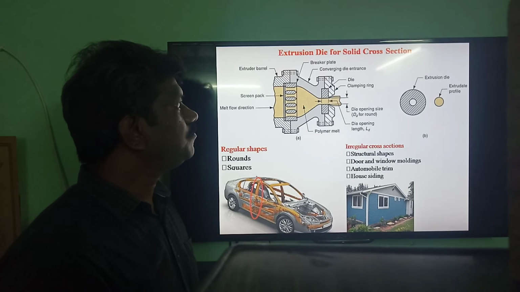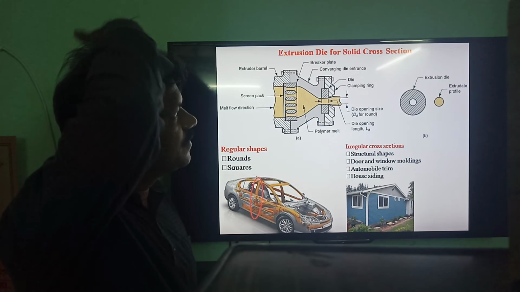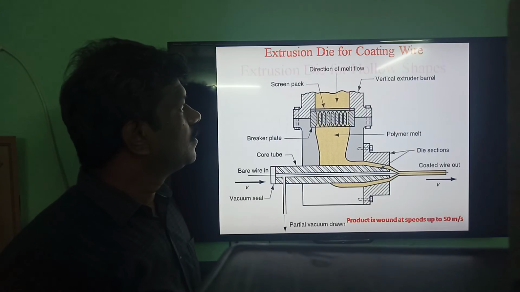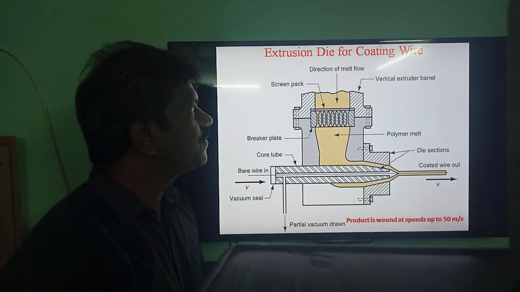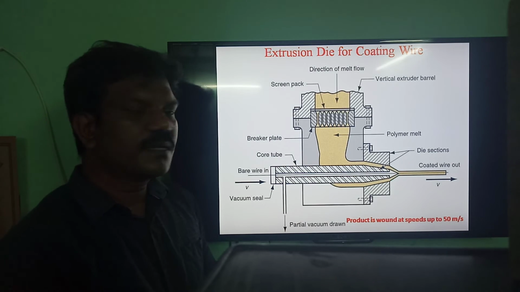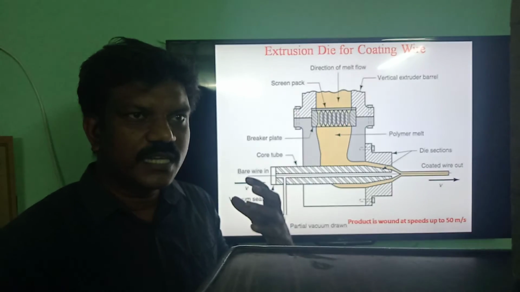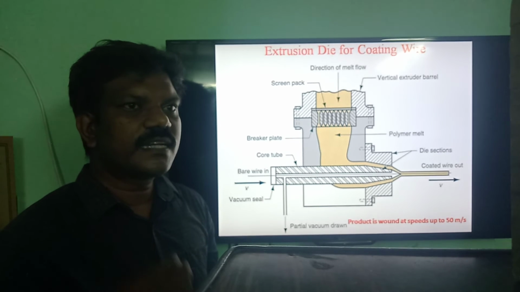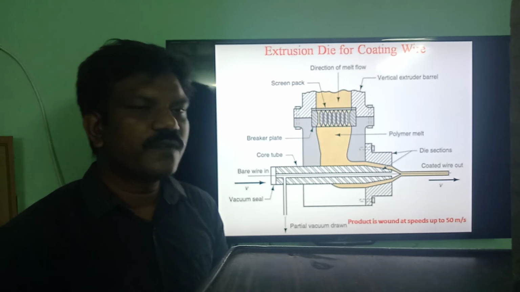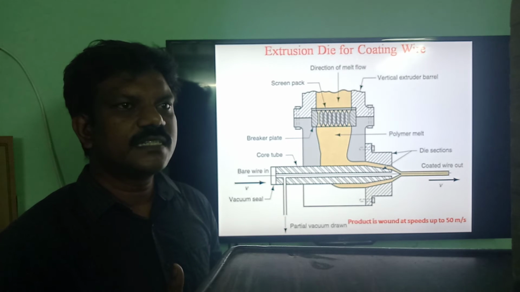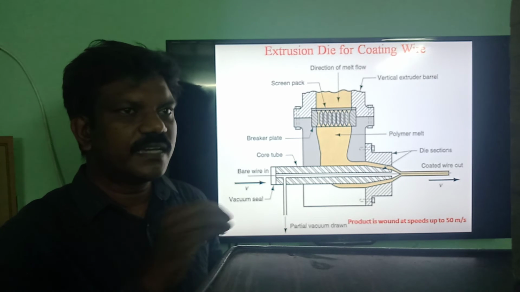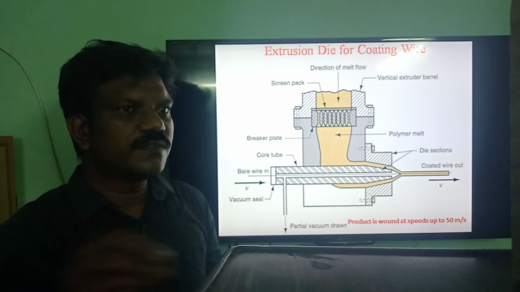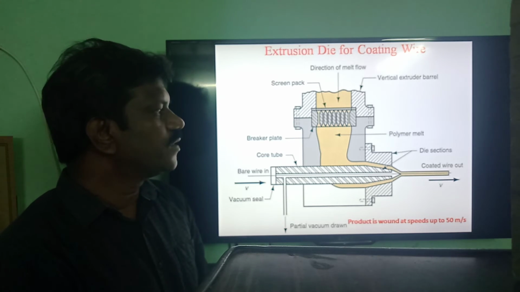Other than this, this is the extrusion die for coating wire, right? Sometimes the same setups and the same working procedures can be employed to give a coating for electric wires. Normally, to provide insulation coverage, the electrically conducting wires are coated by means of plastic materials, right? How is it coated?